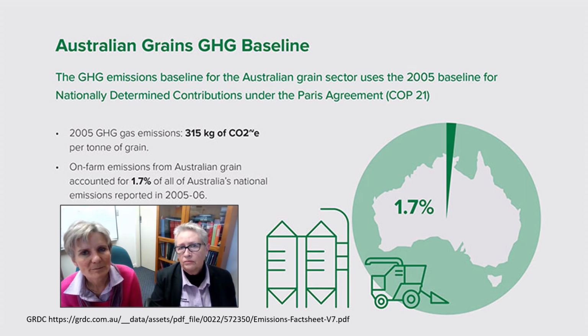This sounds complicated, but I guess they are all ways to see where we can reduce our emissions. But a reduction from what is the question? In most cases, it has been internationally agreed that the emissions baseline will refer to emissions from 2005. So, as an example, the emissions intensity baseline for the Australian grains industry is 315 kilograms of carbon dioxide equivalents per tonne of grain produced. Carbon dioxide equivalents take into account that methane and nitrous oxide are much more potent greenhouse gases compared with carbon dioxide.